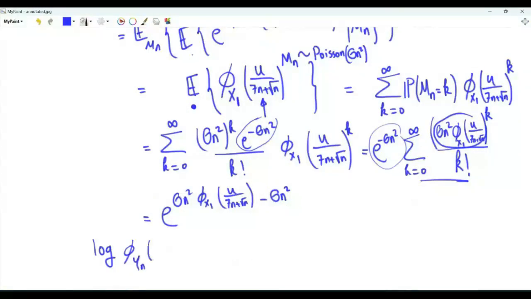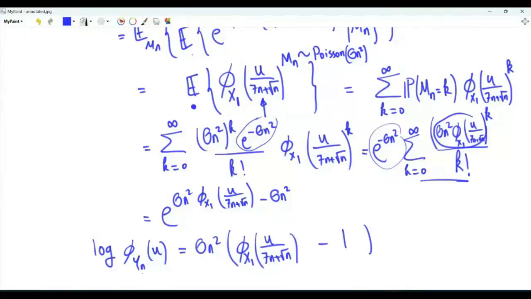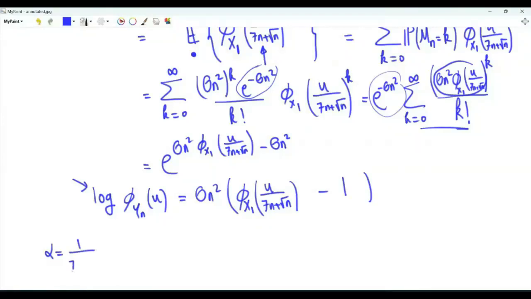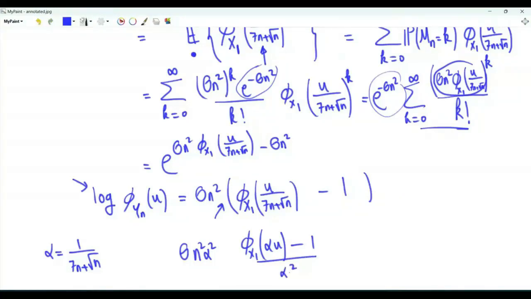The natural logarithm of the characteristic function of Yn is equal to theta n squared between brackets the characteristic function of X1 evaluated at u over 7n plus the square root of n, minus 1. To investigate the distribution of Yn as n tends to infinity, we investigate the limit of the log characteristic function as n tends to infinity. Let alpha be equal to 1 over 7n plus the square root of n. Multiply and divide by alpha squared. So we have theta n squared alpha squared times phi X1 of alpha u minus 1, divided by alpha squared.